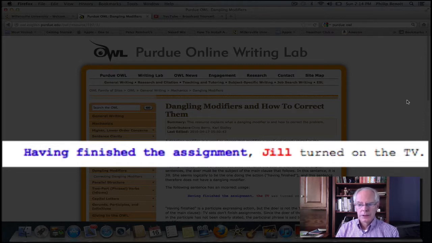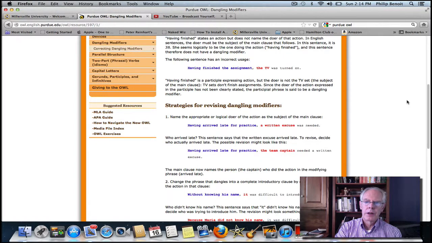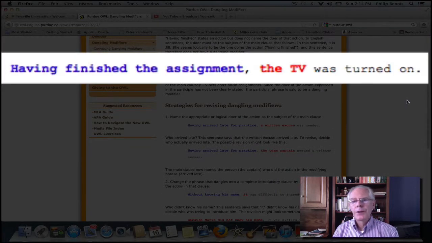So in this sentence, the actor is Jill, and she seems to be the one doing the action, having finished being the action. So this sentence does not have a dangling modifier. It's fine. Let's look at a sentence that does have a dangling modifier. Okay, "Having finished the assignment, the TV was turned on." I'm going to scroll up here so we can see this better on the screen. "Having finished the assignment, the TV was turned on."